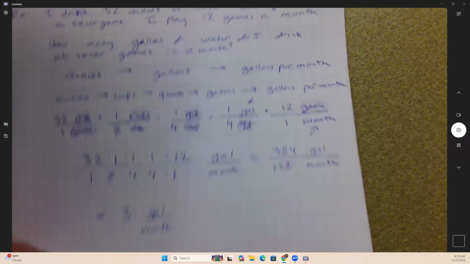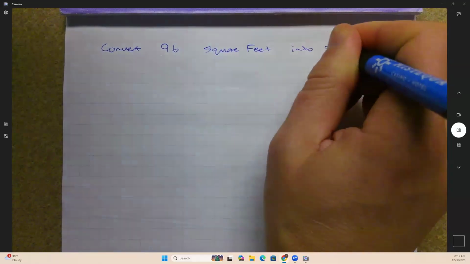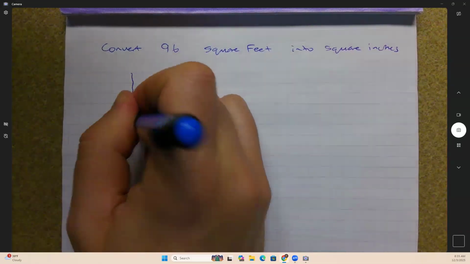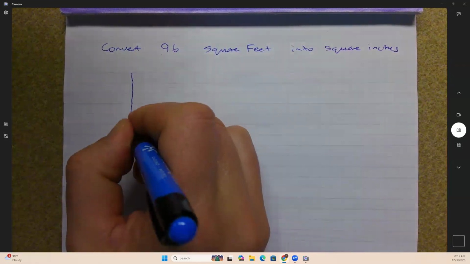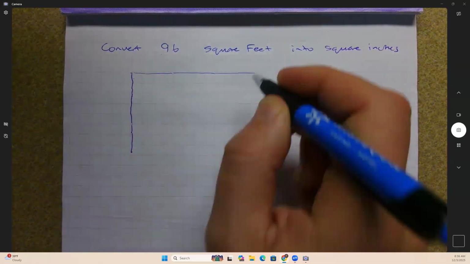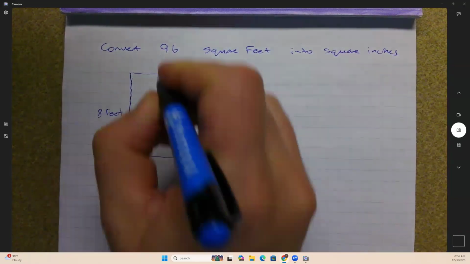I'm going to show you one more. This is actually a look ahead. There aren't any specific questions about this, but let's convert 96 square feet into square inches. So you could imagine you have a room. That's 8 by 12 in terms of feet. 8 feet by 12 feet.